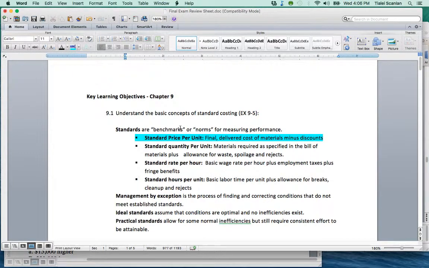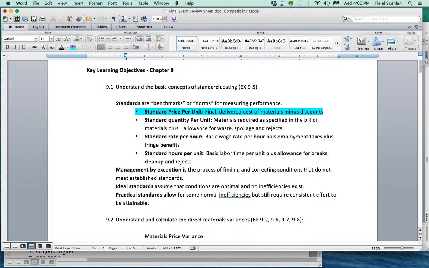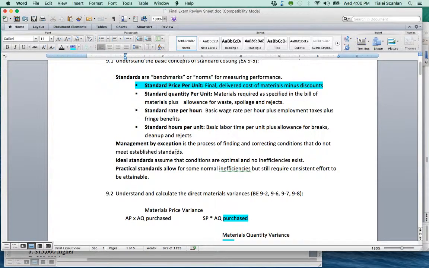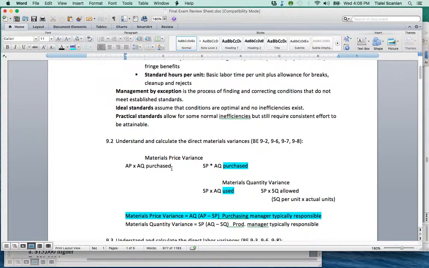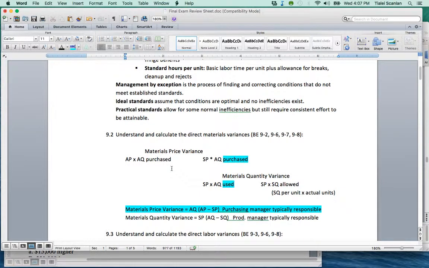Standard price is the main one that we're going to be using for the exam, not really the standard quantity or rate, or even this management by exception. Ideal standards and practical standards are not on the exam. They are just for your information, good to know in a real world practical setting.